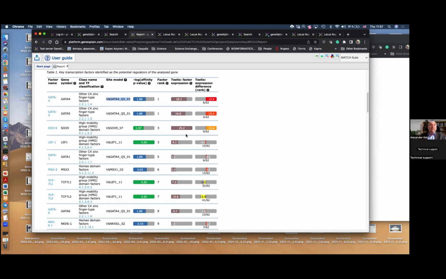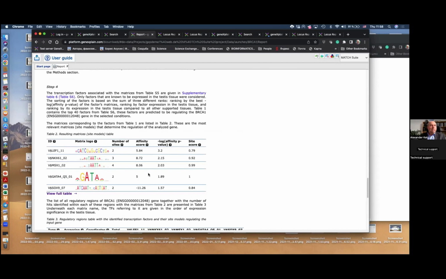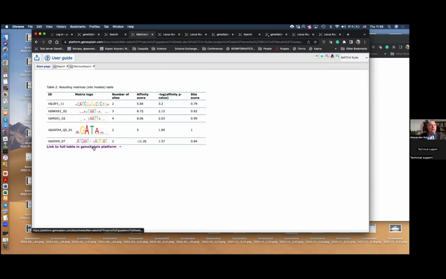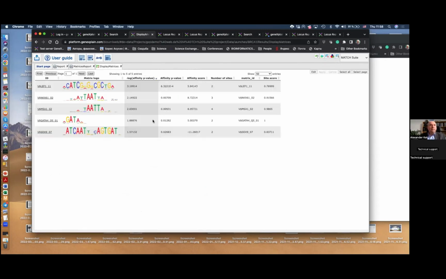We have another p-value here. We have again this affinity p-value, but if you go to view the whole table inside the platform, it has more columns. Again, we have the affinity p-value, and we have a site score. We don't have the site p-value here, but you can find it inside the platform.